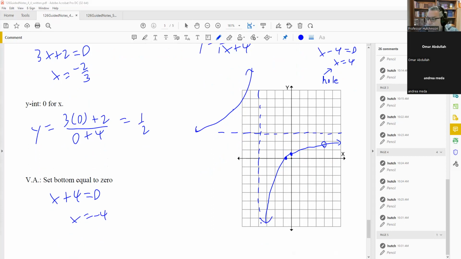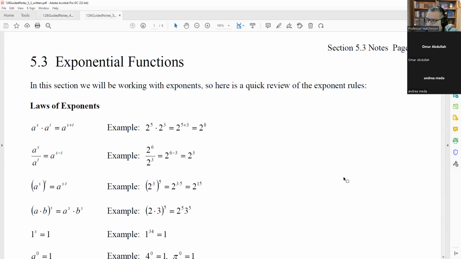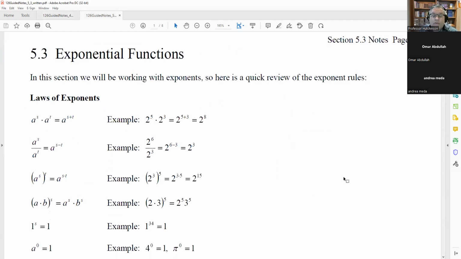Okay, so that is it now for this section. And so now the next thing is we're going to move on to the 5.3 section. And 5.3, so we already did, if you're wondering why we're not doing 5.1 and 5.2, we actually did those already. That was on the first test.